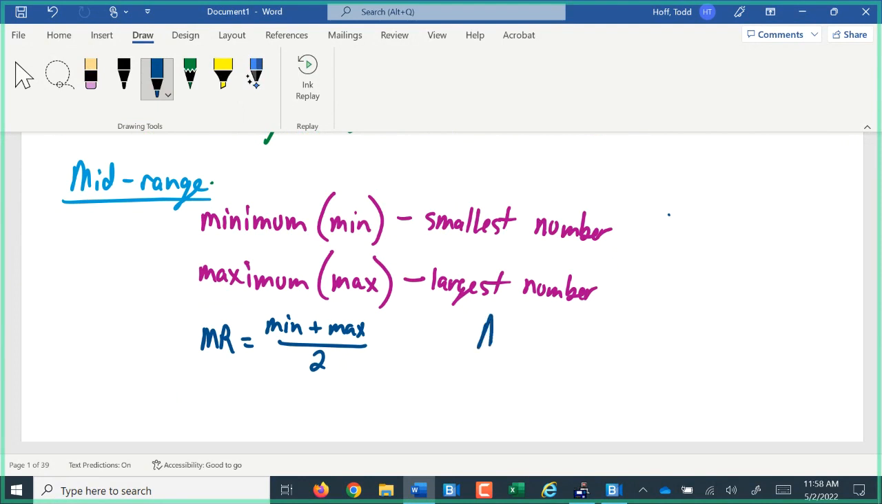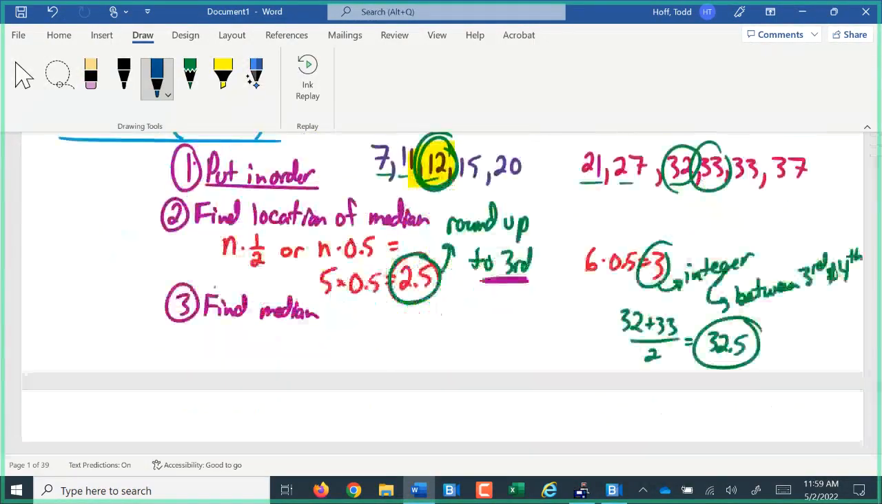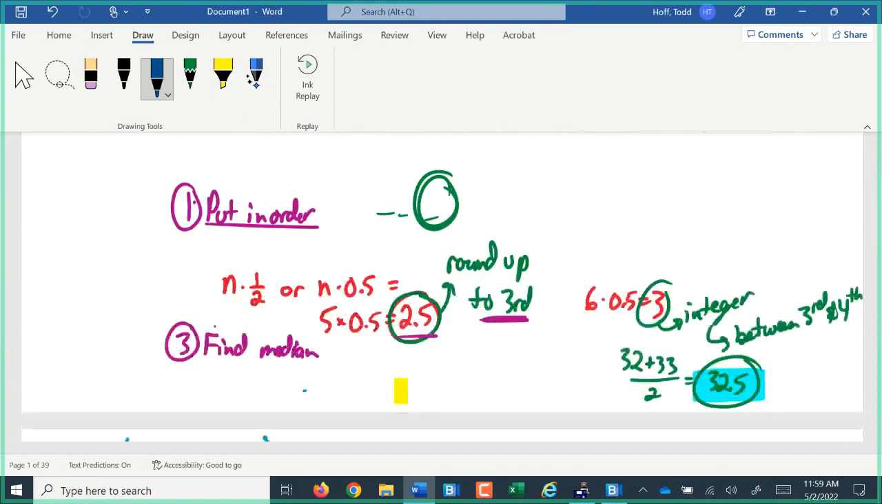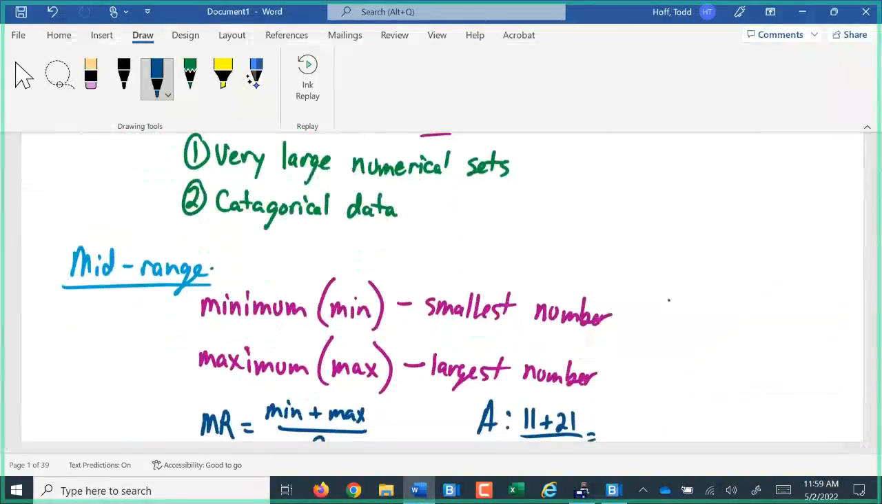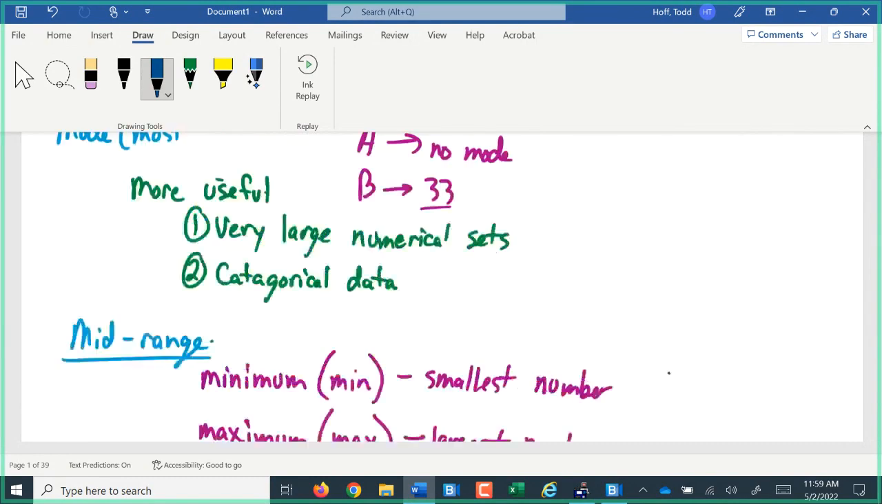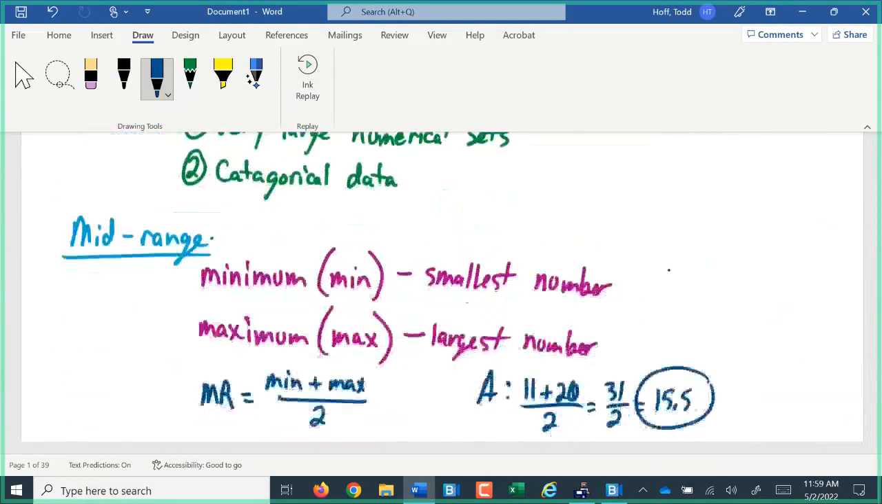So for set A, we had a smallest number of 11 and a largest number of 21. 11 plus 21 over 2. So 21 or 20? 20, sorry, not 21. So 11 plus 20 over 2 is 31 over 2, or 15.5. Much higher than the other measures of center. We had 12 and 13 as our other measures of center.